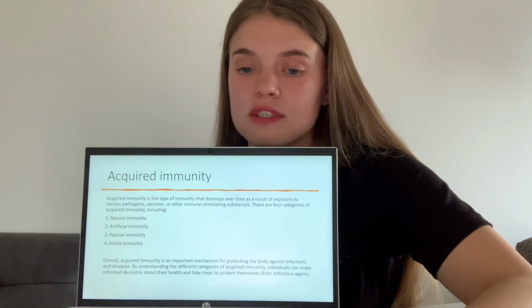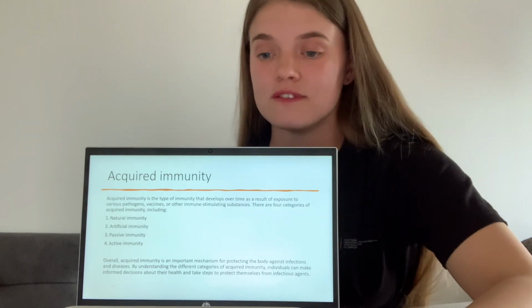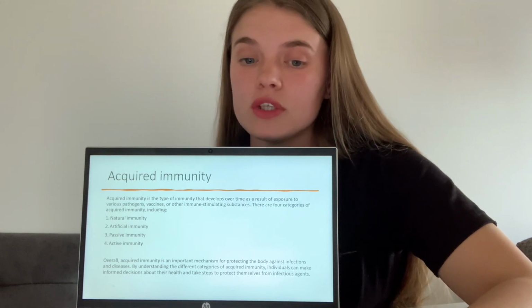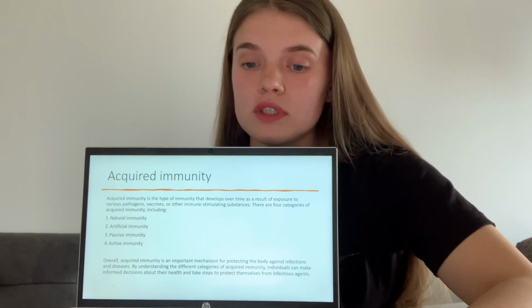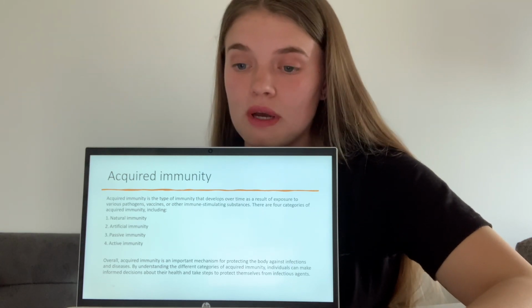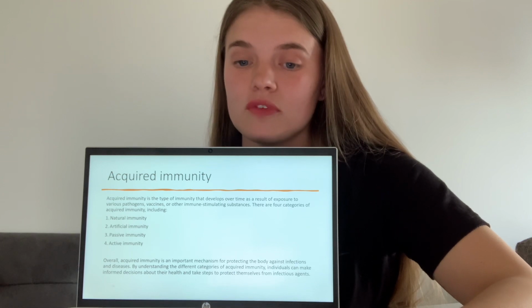Overall, acquired immunity is an important mechanism for protecting the body against infections and diseases. By understanding the different categories of acquired immunity, individuals can make informed decisions about their health and take steps to protect themselves from infectious agents.